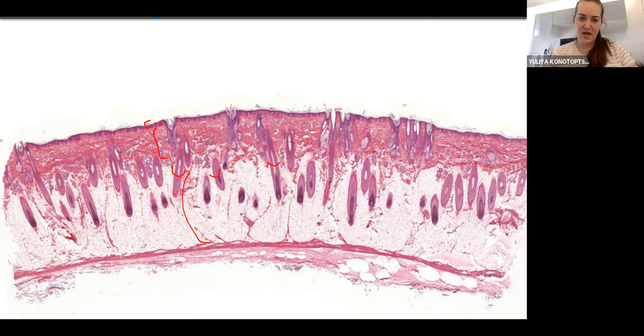So this is a hair follicle. Why? Because I can see how it is invaginating. And that's what we discussed before. In order to be considered a hair follicle, you have to see the point of invagination. You have to see it. Everything else is hair, not hair follicles. They're considered hair because you cannot see the point of invagination.